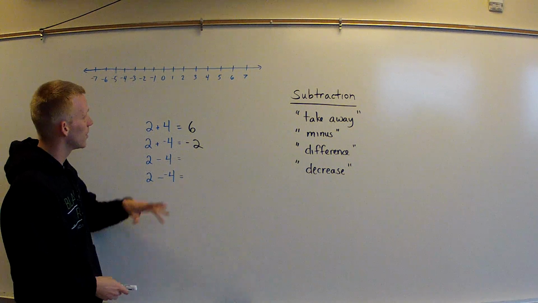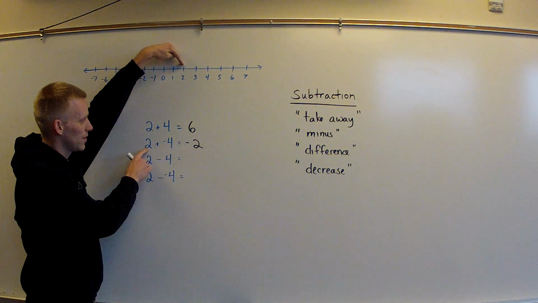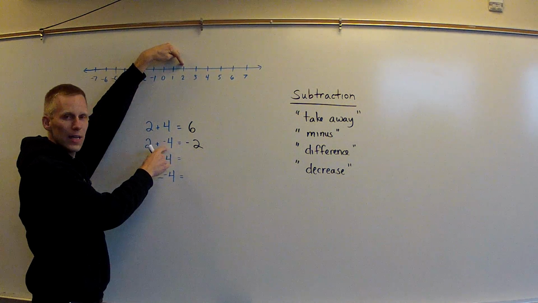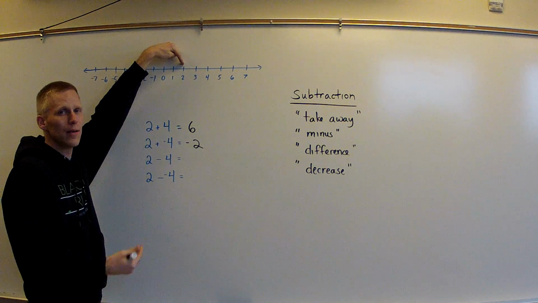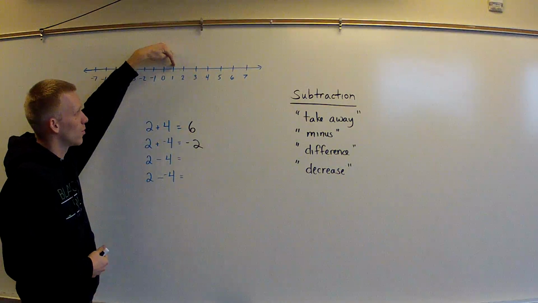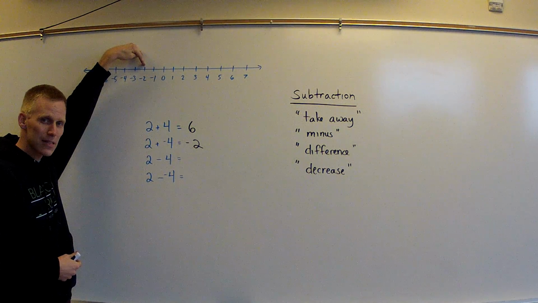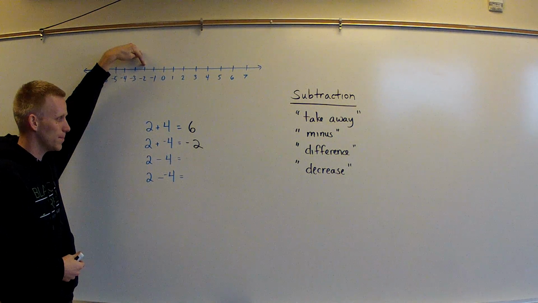On the number line, we're sitting at 2, and then we're adding 4 negatives. That's not a good thing. We don't want to add negatives. That means we're going back. We're going left 1, 2, 3, 4 spots, all the way here to -2.